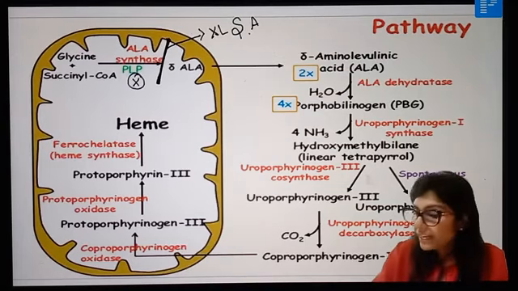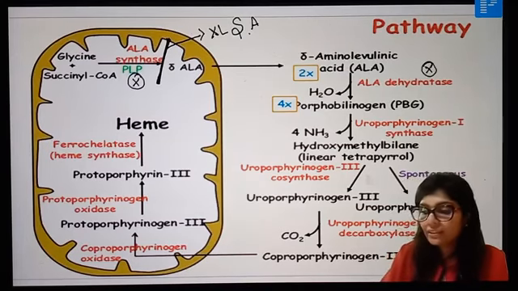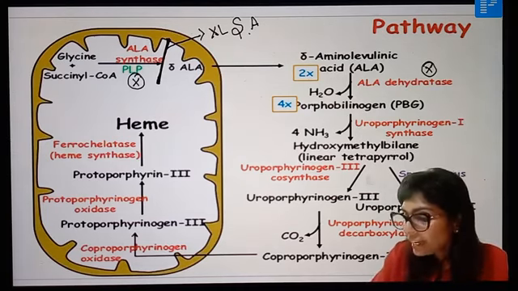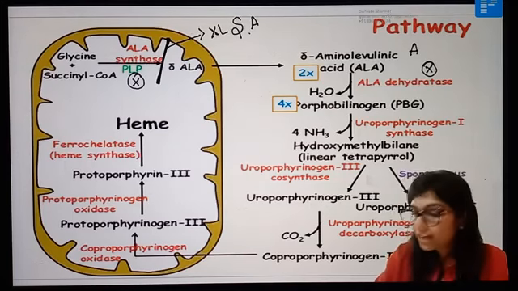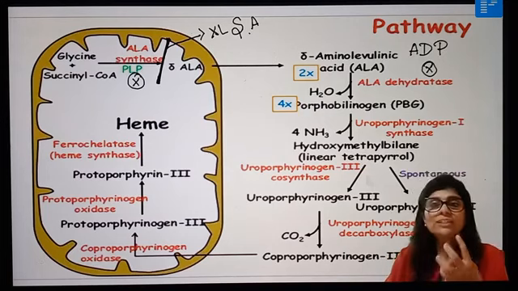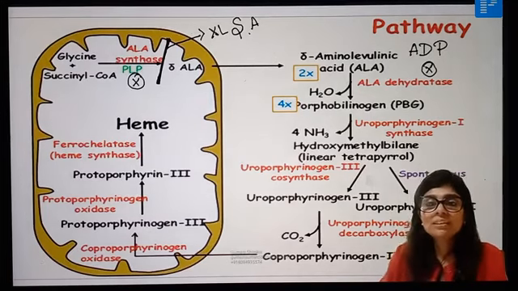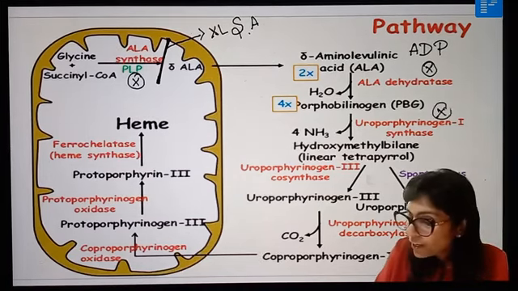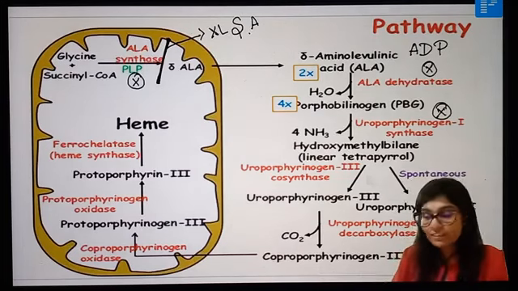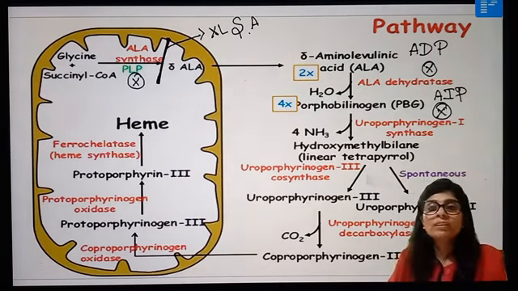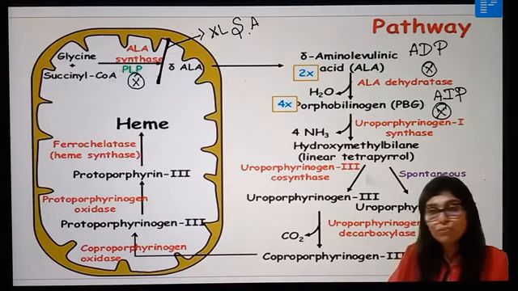Next one. When ALA dehydratase is defective, can we call it ALA dehydratase defective porphyria? Logical name, right? What will you call it? You will call it ALA dehydratase defective porphyria. Next. When uroporphyrinogen 1 synthase is defective, that is called acute intermittent porphyria.